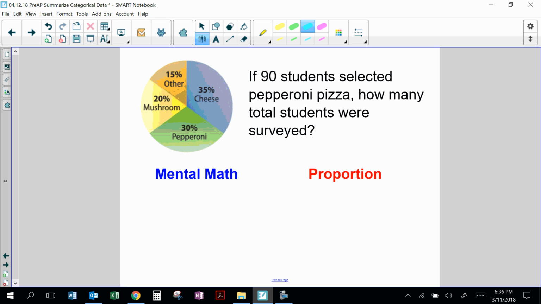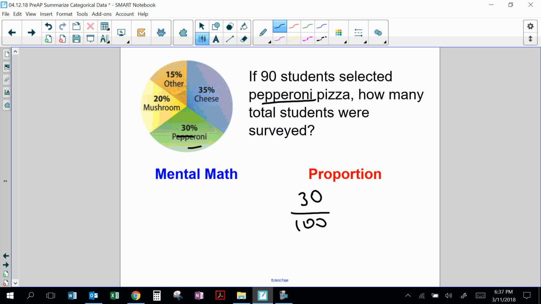So let's review our previous lesson about circle graphs in case you still are having problems with circle graphs. If 90 students selected pepperoni pizza, how many total students were surveyed? We could use mental math. We could use proportion. I think I'm going to use proportion for this one. It says pepperoni pizza, 30%. How do you write 30% in fraction form? 30 out of 100. So 30 out of every 100 students chose pepperoni.